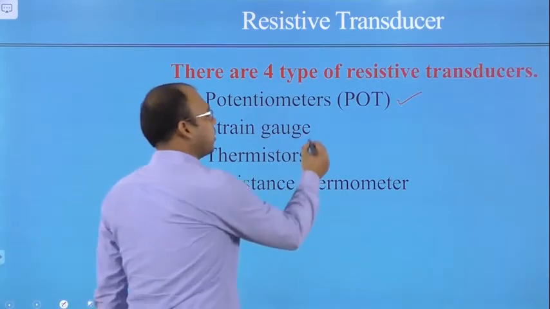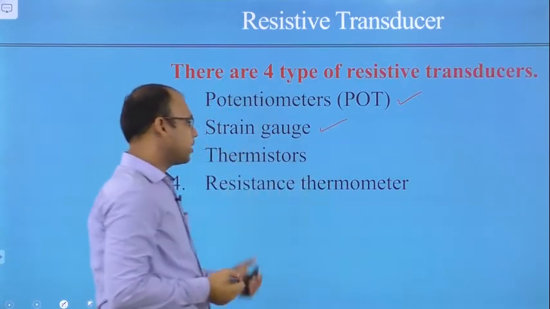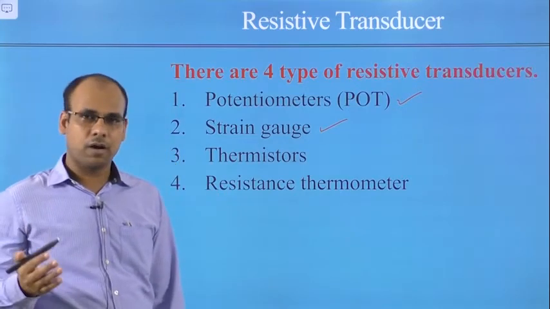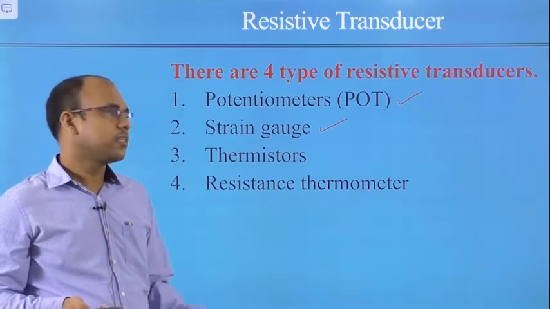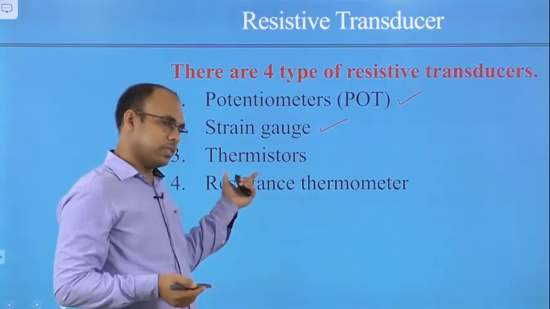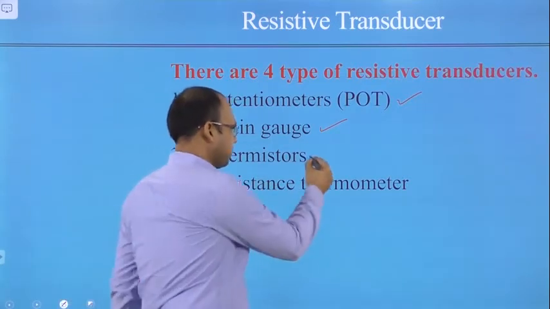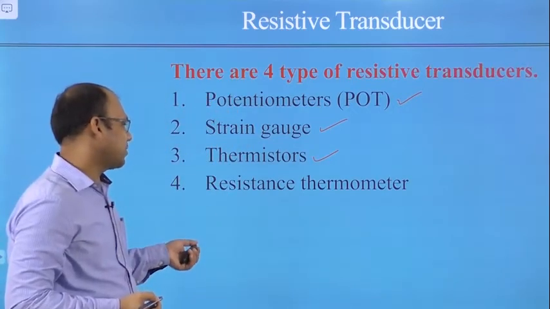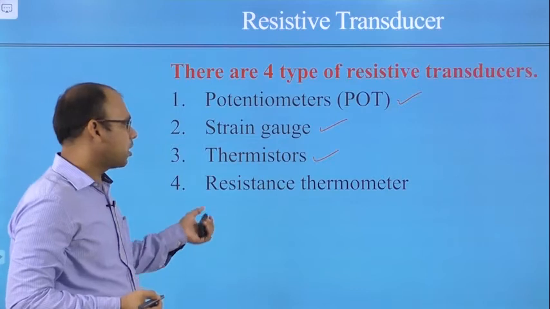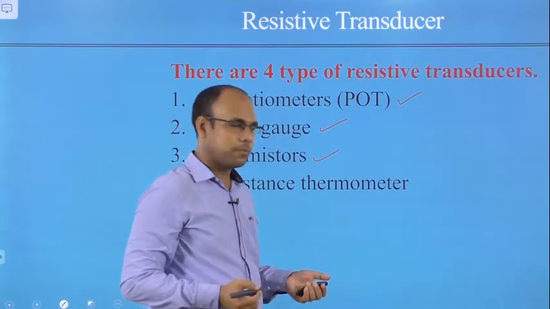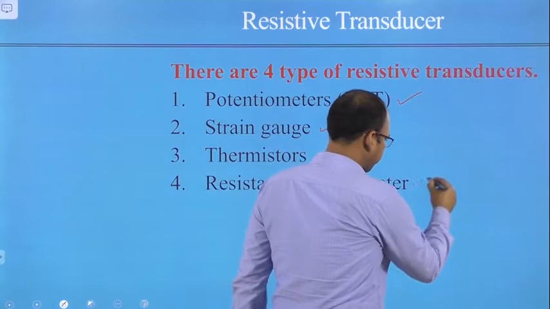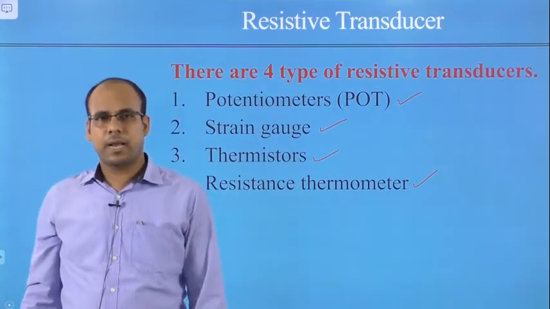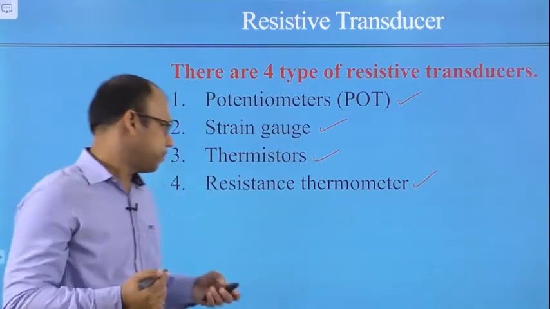Whenever force is applied, the resistance will change. The thermistor is used for the measurement of temperature. Whenever the temperature increases or decreases, the resistance of the thermistor also changes. It is a semiconductor device, so these are all basically made of semiconductors. Similarly, the resistance thermometer, its resistance also changes, and through that we can measure the physical parameter of temperature.